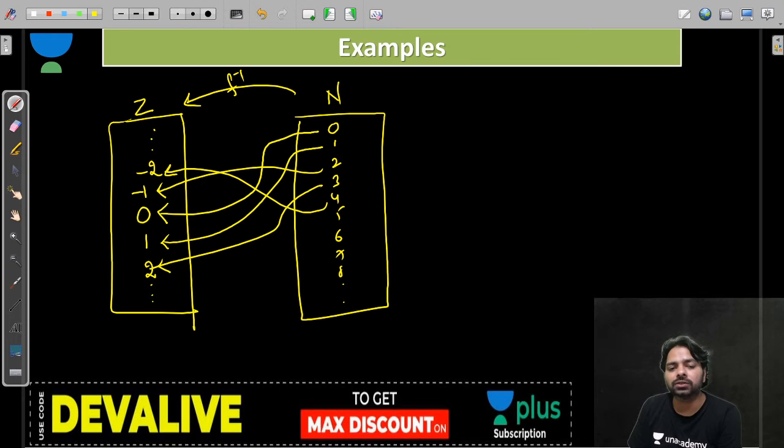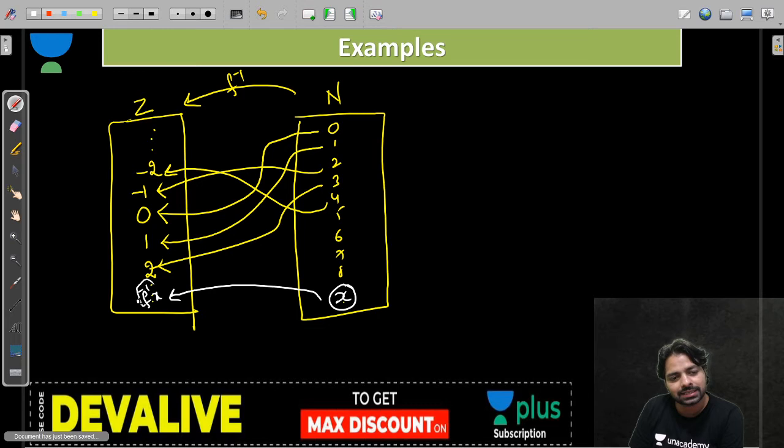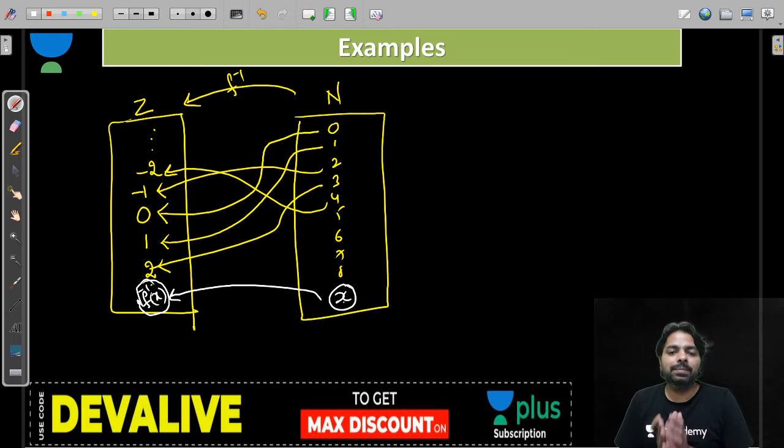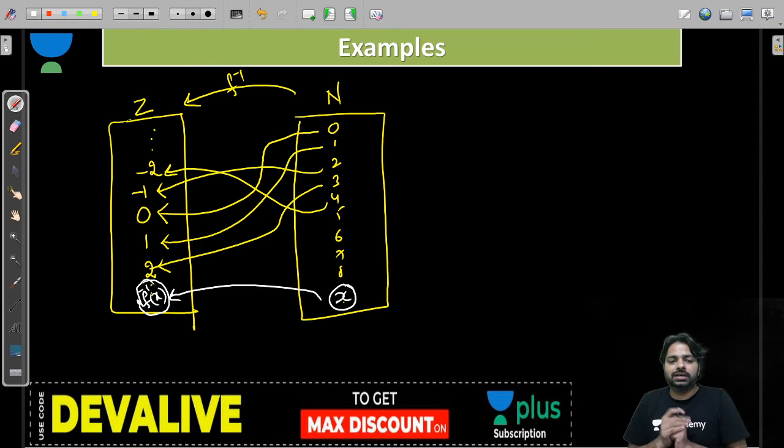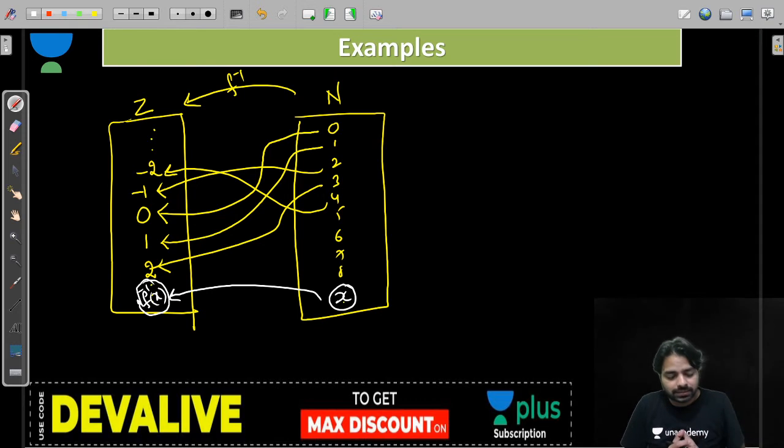Then the inverse we are trying to compute. Here if it is x, then what is f inverse of x here? Now x is an element of the natural set. Previously x was an element of the integer set. Right? Now how to compute that?